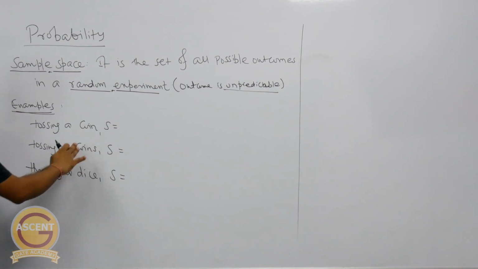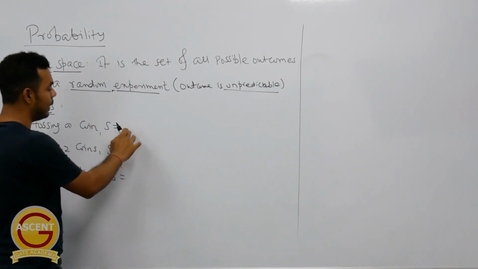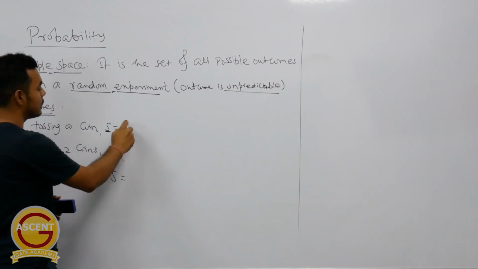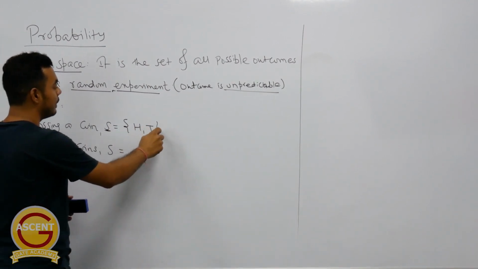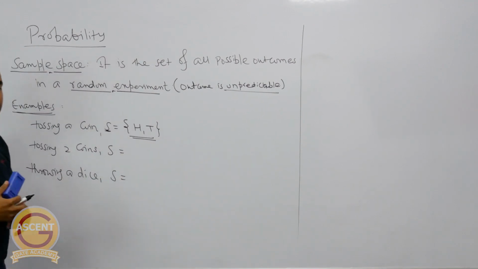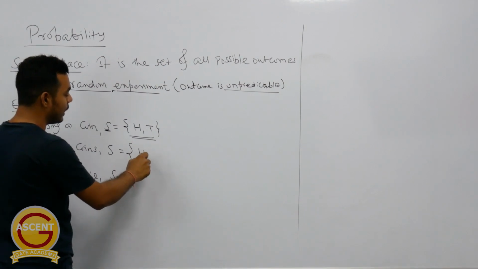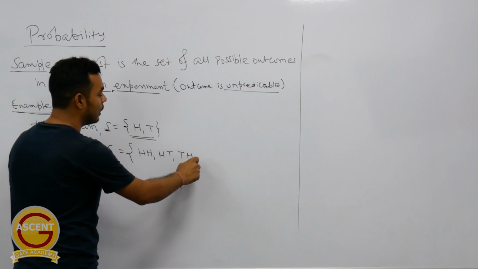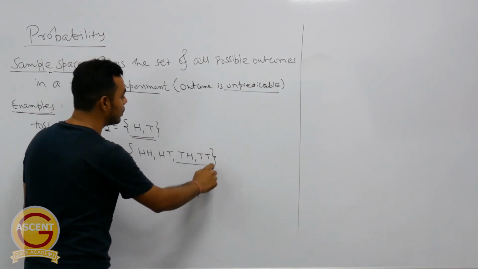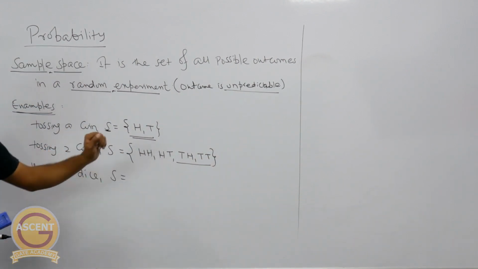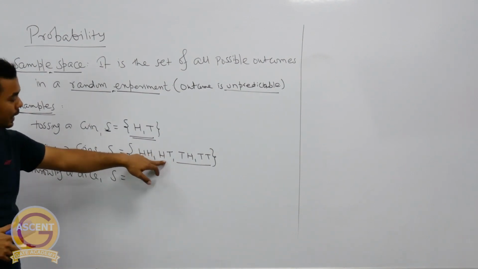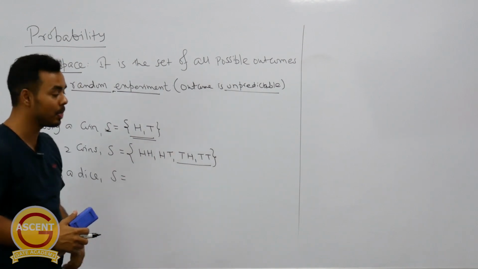For example, if we are tossing a coin, then there are only 2 possibilities, either we get head or tail. So this means here the sample space will be this set of head, tail. These are the only 2 possibilities. Similarly, if we are tossing 2 coins, then there are a total of 4 possibilities. We can get head on both coins, or head on first, tail on second, or tail on first, head on second, or tail on both coins. So these are the 4 possibilities if we are tossing 2 coins, and therefore the sample space will be this set: head head, head tail, tail head, or tail tail.